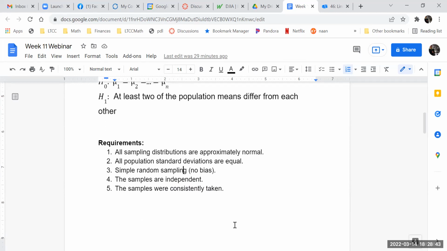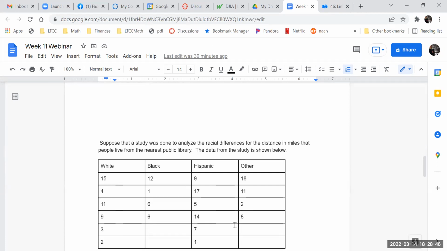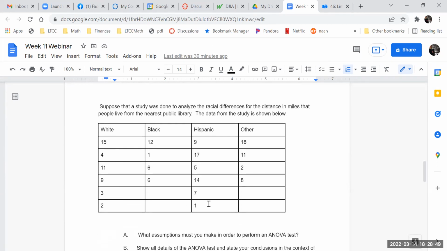All right, so let's look at an example. Here's the example. Suppose a study was done to analyze the racial differences for the distance in miles that people live from the nearest public library. The data from the study is shown below. By the way, do you remember what it means if I say suppose? Yeah, it means I totally made up the numbers. This is just for our class, so don't go and quote me about the results. But you could imagine a study being done, I hope, right?